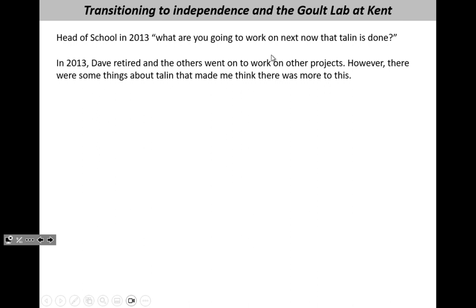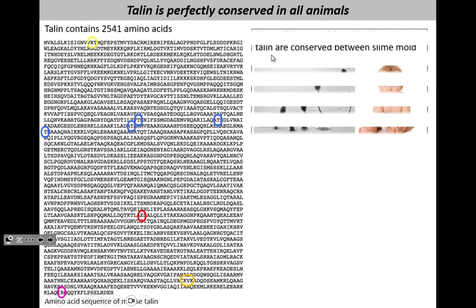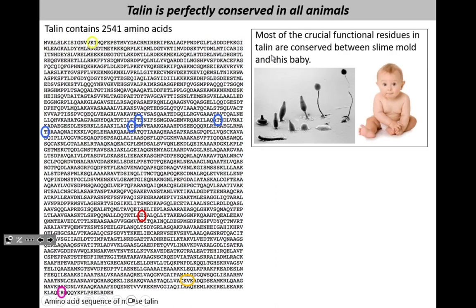However, there's some things about Talin which made me think that there might be more to this than what we'd discovered so far. Not least because Talin is pretty much perfectly conserved in all animals. This is the amino acid structure of Talin. But as we worked out functions of Talin and identified the key residues which were doing the processes which this molecule was doing, what we could find is that these are all perfectly conserved between slime mould and us. Nearly all the mutants which we've made are also conserved in slime moulds.